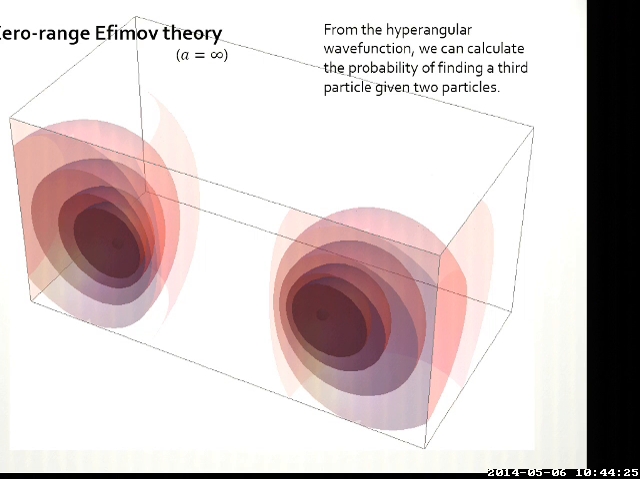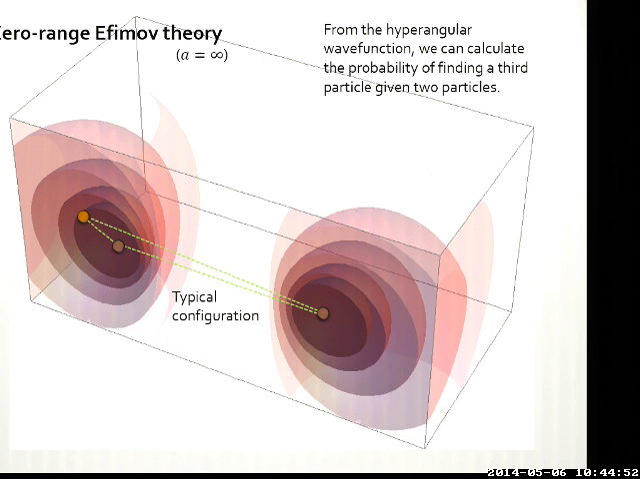So you have two particles. You have one particle here, one particle here. You just fix these two particles, and then for this fixed position, you calculate the probability in space of finding the third particle. And it turns out, as you can see, that the most probable configuration is when the third particle is close to one of the two particles. That's what you get from the Efimov state.